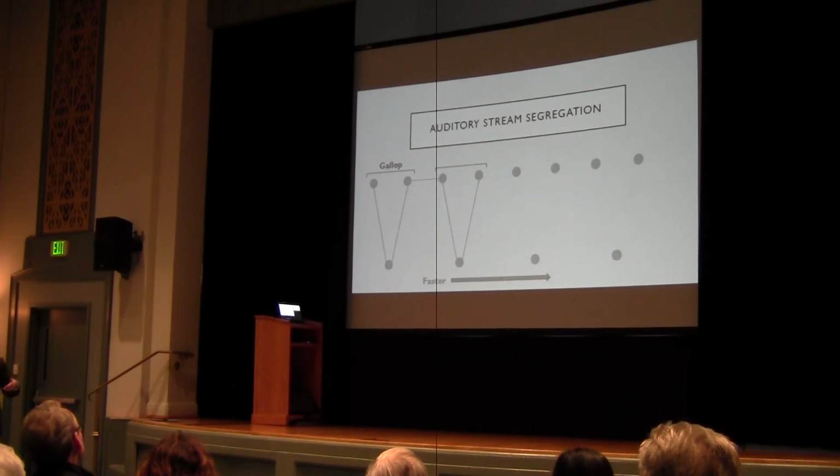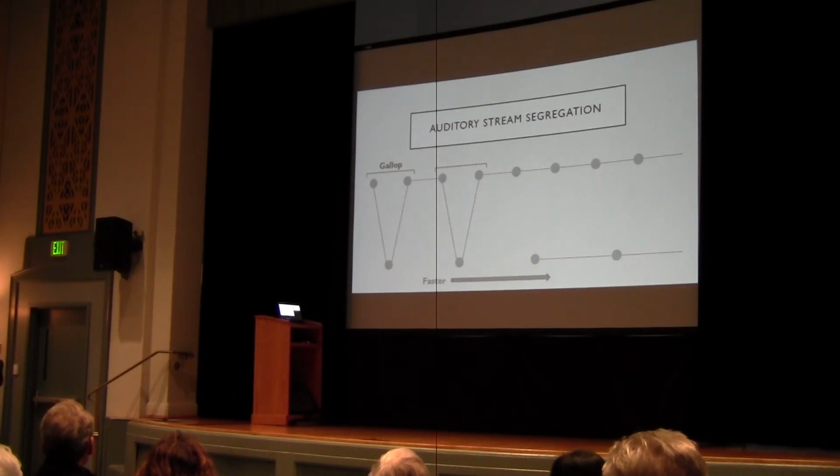But then at a certain point, the alternation is going to get so fast that it's going to become impossible to hear a single stream. And instead, what you'll hear is two parallel streams at these different pitches. And the galloping rhythm will disappear, because you're not hearing the two pitches as one stream.